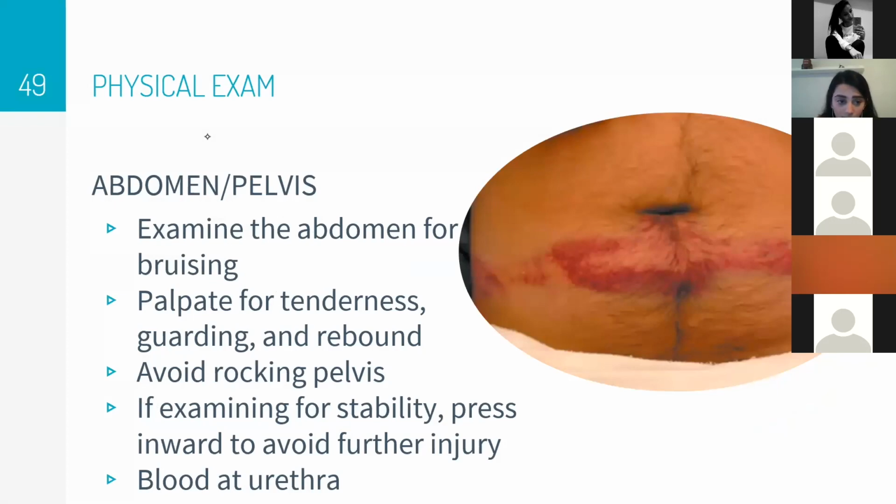where the seatbelt was. Okay, so abdomen, pelvis. You want to examine the abdomen for any bruising.